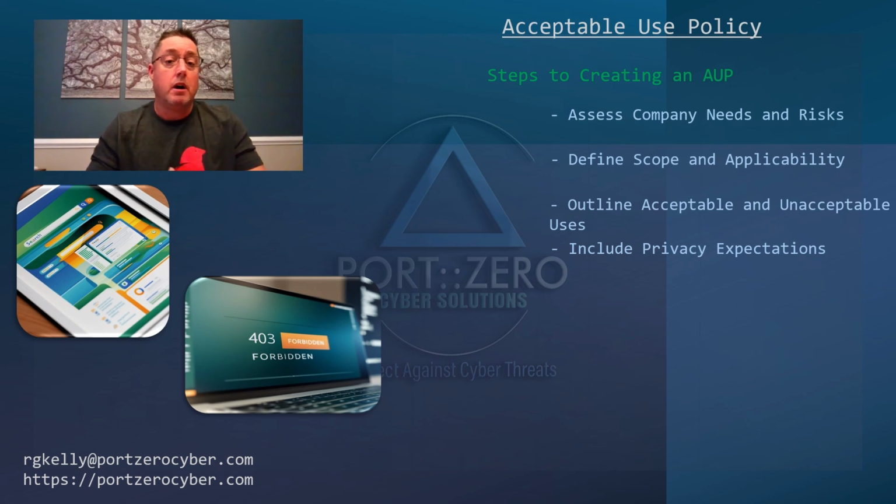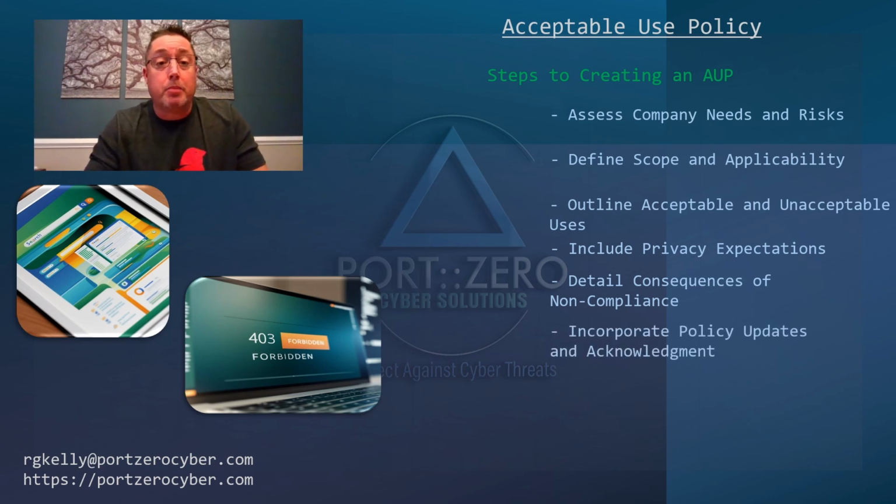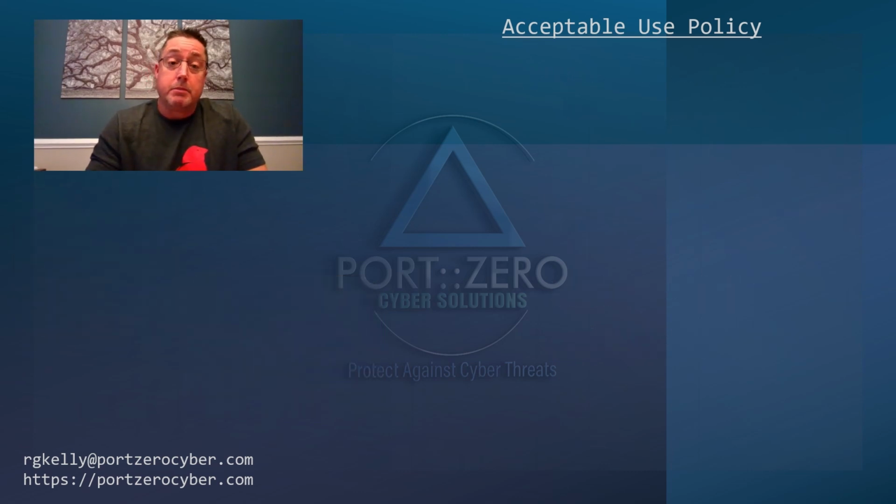Detail consequences of non-compliance. Clearly outline repercussions for policy violations, from warnings to termination, depending on the severity. Incorporate policy updates and acknowledgement. At Port Zero, we advise establishing a regular review process to adapt your AUP to evolving threats and technological changes. Also, require employees to acknowledge they've read and understood the policy. By following these steps, you can create an AUP that's thorough, adaptable, and supportive of a secure workplace.